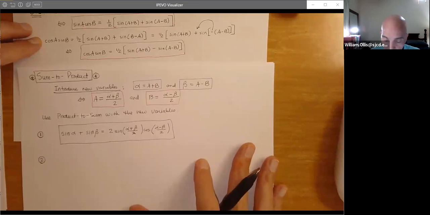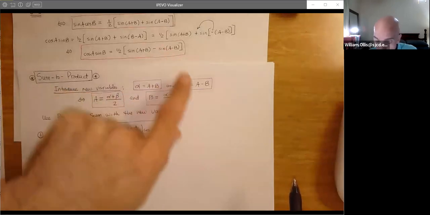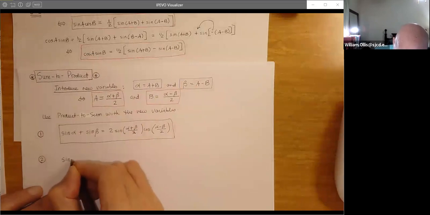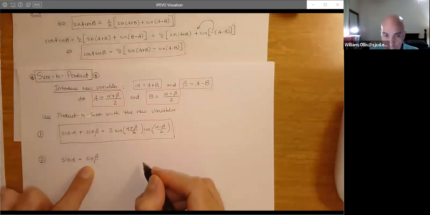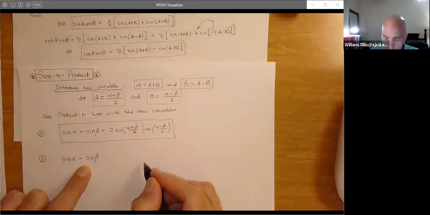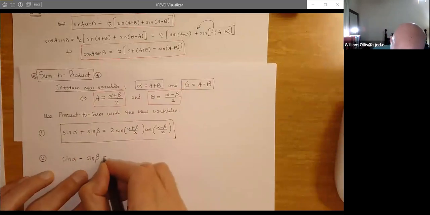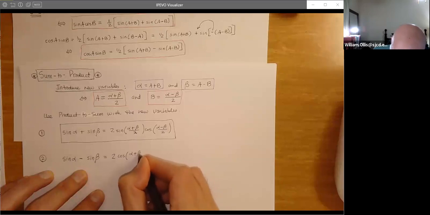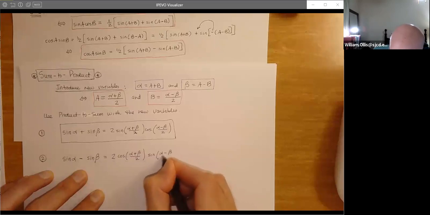So we're going to do the same thing here. We're going to do the same setup, replace the A plus B with alpha, the A minus B with beta, same song and dance. So now this will be sine alpha minus sine beta. This is useful in Calculus 1 when you're proving the derivative formula for sine, and continuity too. So there are uses of this, just not as many that you're going to see. Then this will be 2 cosine alpha plus beta over 2 sine alpha minus beta over 2.